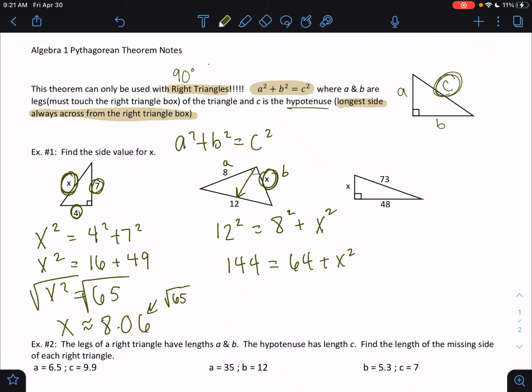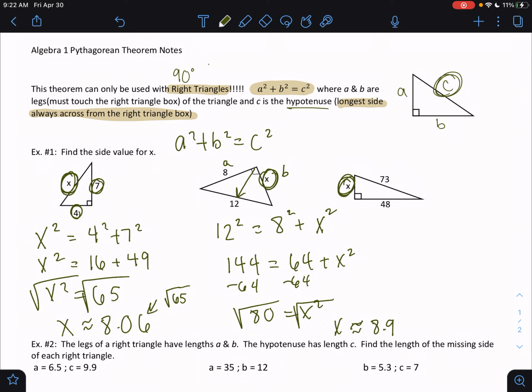Plus x squared. Now we want to solve it kind of like a normal equation, so we're going to subtract 64 from both sides. And we get 80 equals x squared. And then again, we want to solve it by taking the square root of both sides. And so x approximated is 8.9, or as an exact answer is the square root of 80.